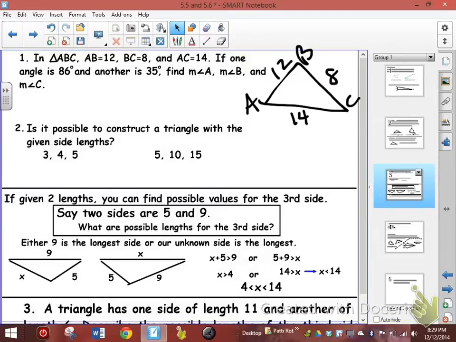So this is going to use the idea that across from the longest side, which would be that 14, will be the biggest angle. Okay, but we don't know yet if 86 is actually the biggest angle because we don't know all three angles. So first you have to find that third angle. What we'll do is add the 86 and the 35. That'd be 121, and then take 180 minus 121, which would be 59. So that third angle is 59 degrees.